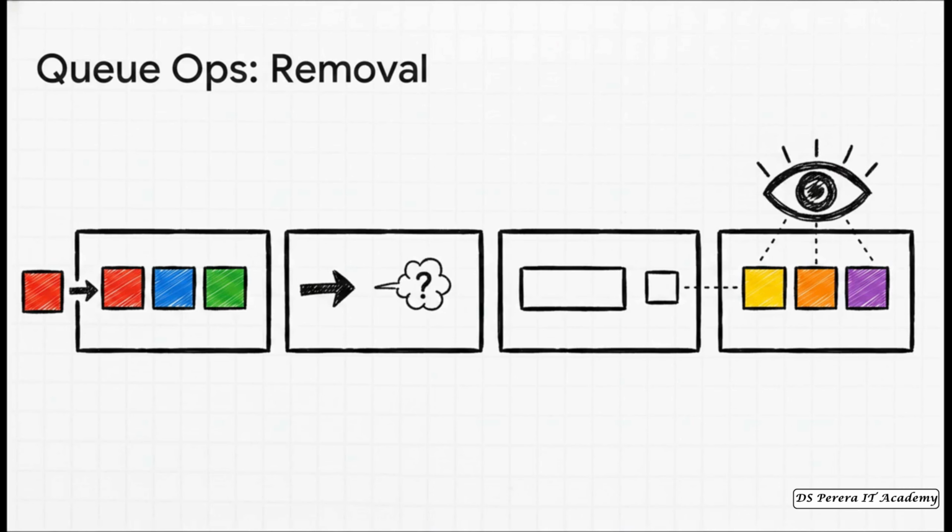Okay, so that's adding items. Now, on the flip side, we have removal. This operation is called remove, or more commonly, DQ. And just as you'd expect, it takes an element from the very front of the queue.